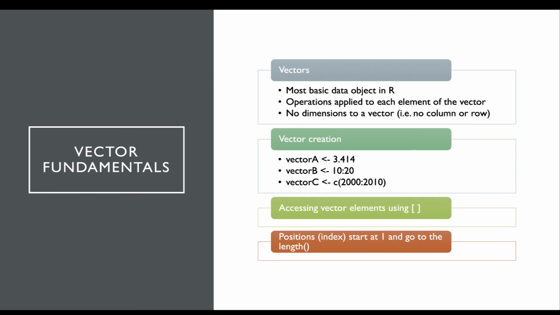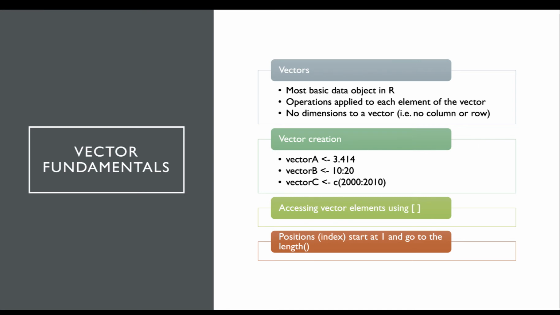To create a vector, all one really needs to do is assign a value to a variable. That is a vector. There are three examples that you can see in front of you. We have vector A, vector B, and vector C. Vector A is associated with one value, 3.414. Vector B is assigned a value of 10 to 20, and vector C is assigned values from 2000 to 2010.